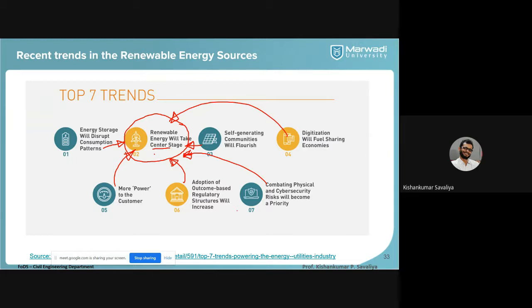Then the fifth one, democracy, you can take as an example, right? Power to the consumer or customer, right? Then adoption of outcome-based regulatory structure, that means output, we are focusing on output.